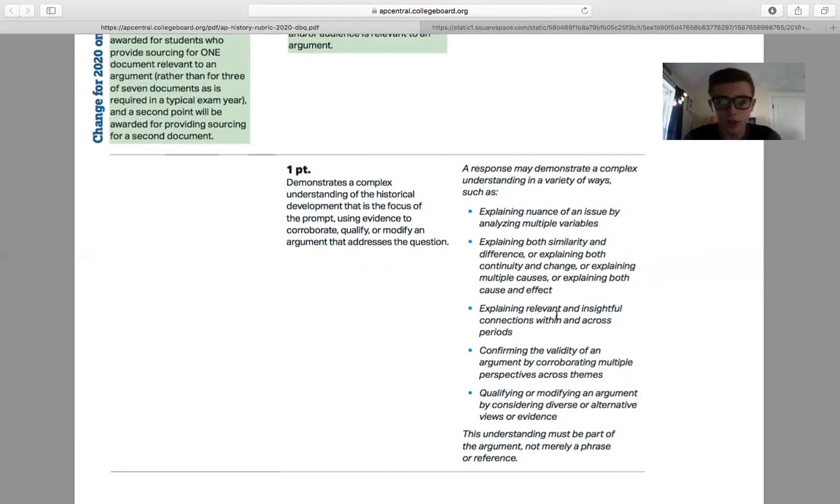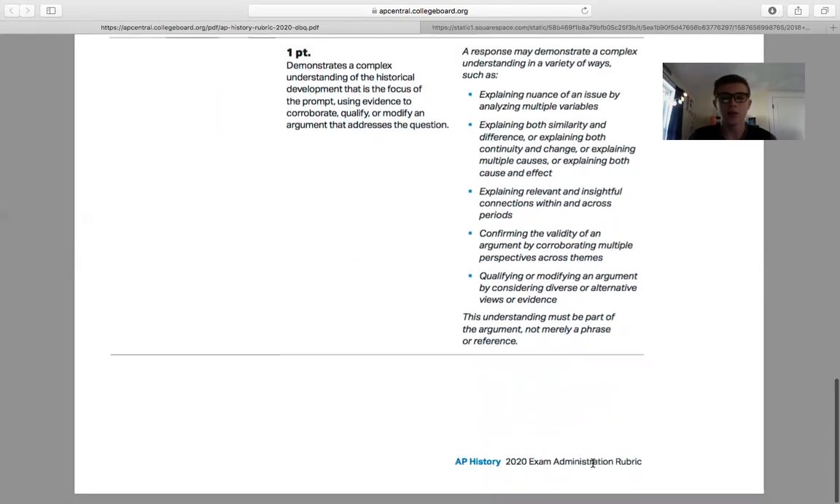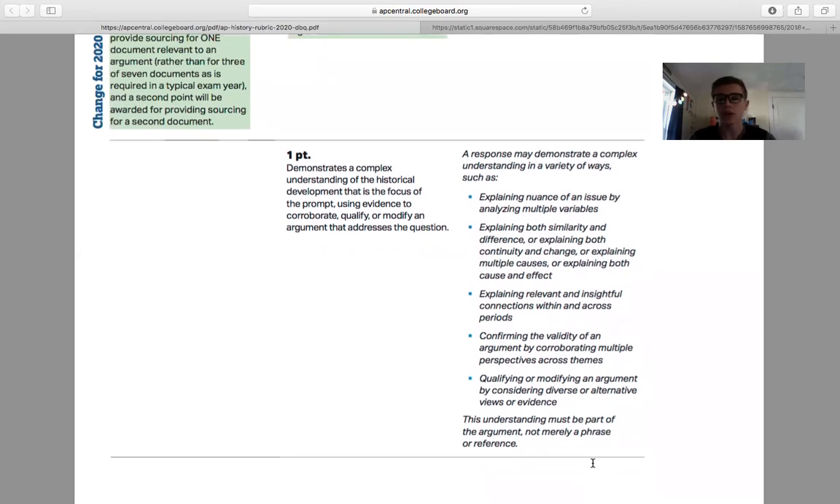Explaining relevant and insightful connections with and across periods. Confirming the validity of an argument by corroborating multiple perspectives across themes. Qualifying or modifying an argument by considering diverse or alternate views or evidence. This understanding must be part of the argument, not merely a phrase or reference. In the exemplar we're about to look at, they actually took something from a different historical time period and compared it to what they were talking about. And that's how they got their complexity point.